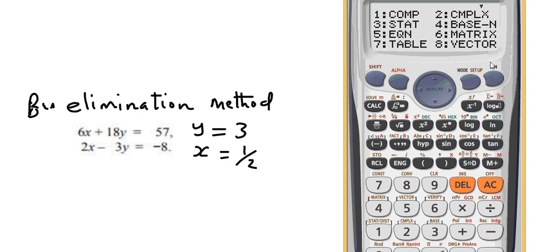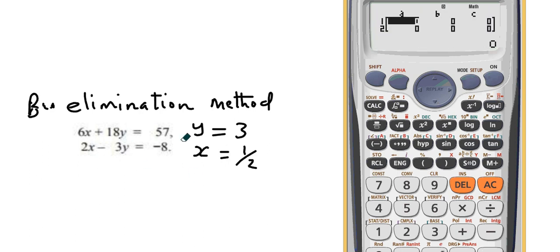So compute, mod, then choose option 5, then choose option 1. So what is the value of A? 6, equals. 18, equals, then 57, equals, then 2, equals, then here will be negative 3. So negative 3, equals, then negative 8. Okay, equals. Now when you press equals for the second time, you see that x is 1 over 2, y is 3. So our answers are correct.